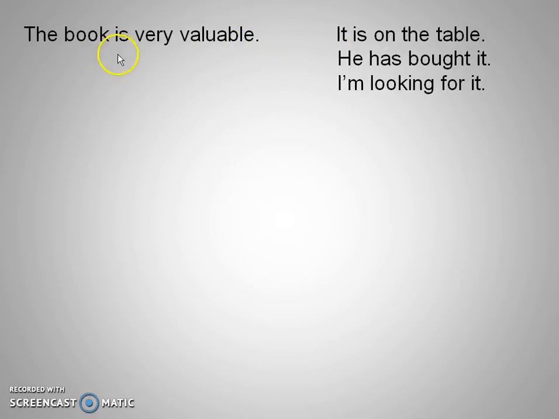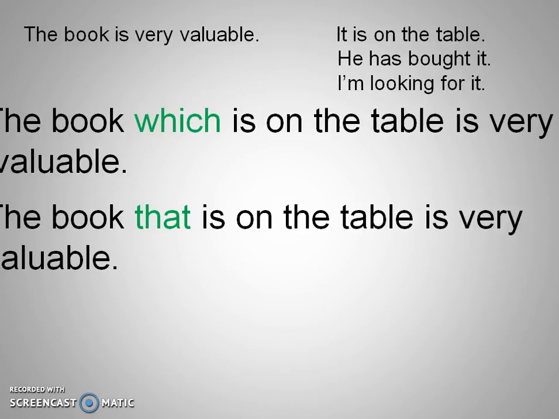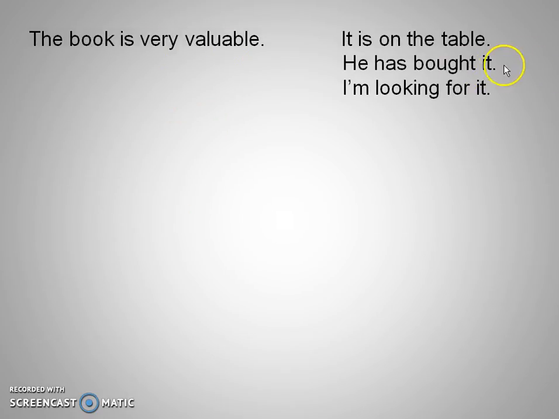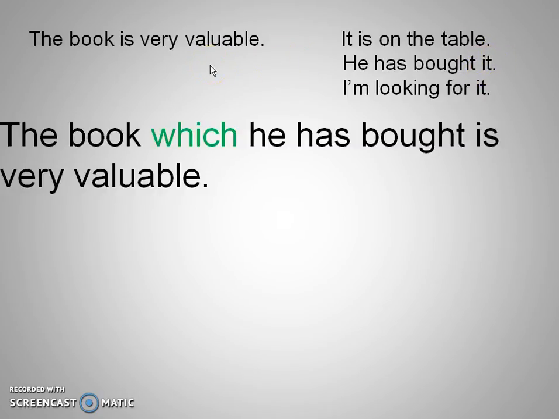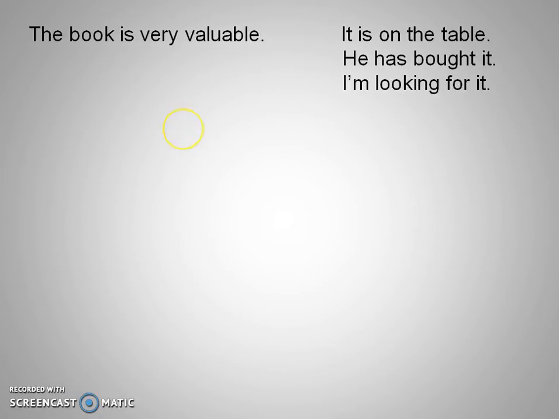"It's on the table," so "the book which is on the table is very valuable." We could also use that. We go to the second one, "He has bought it," so the object here is what refers to the book, so "the book which he has bought is very valuable." Notice that the "it" disappears because it's substituted by which. "The book that he has bought is very valuable," "the book he has bought is very valuable."